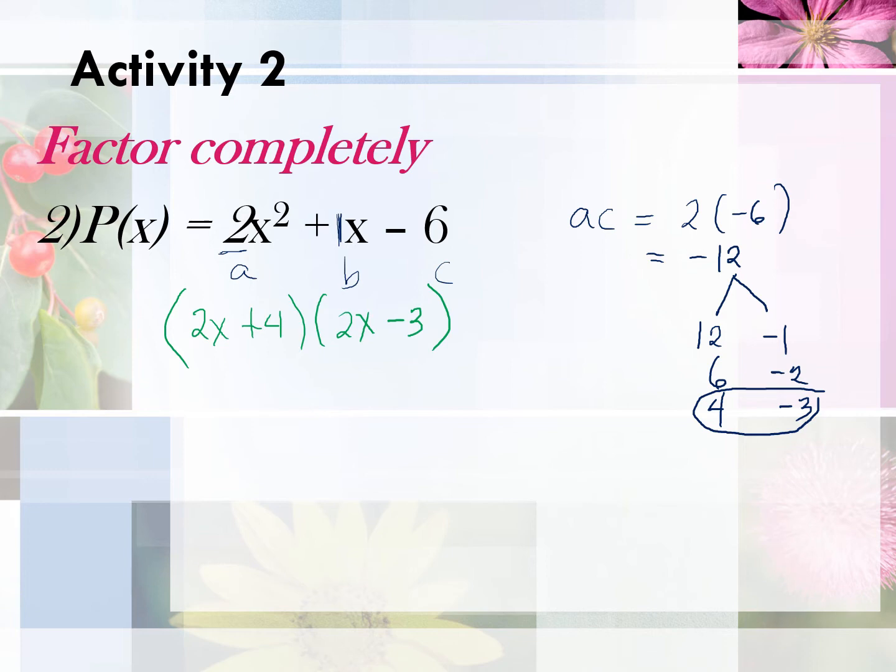Pero this time, kailangan i-simplify muna natin tong 2x plus 4. So, para ma-simplify, since they are both divisible by 2, divide natin sila para sa 2, magiging x plus 2. And then, bring down na natin yung 2x minus 3 kasi parehas na silang prime. Ibig sabihin, yung ating factors ay etong dalawa na.